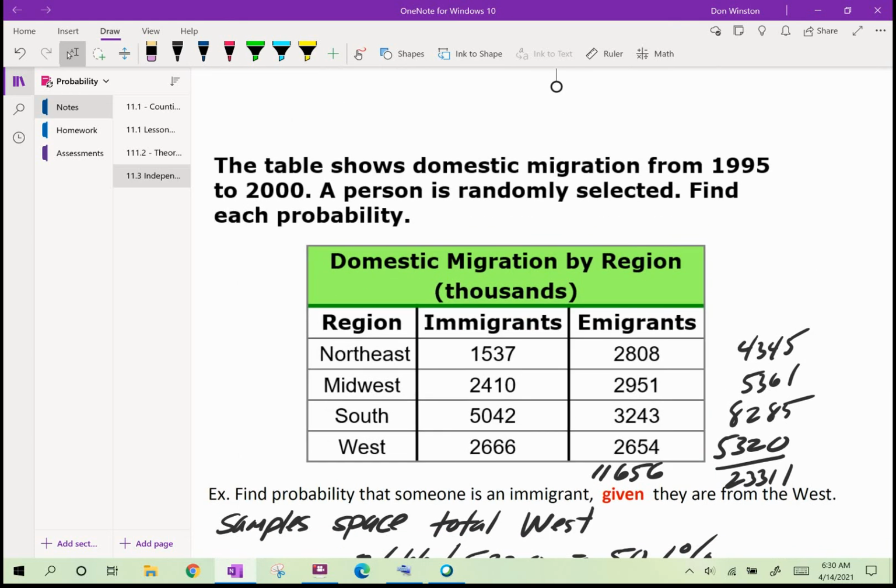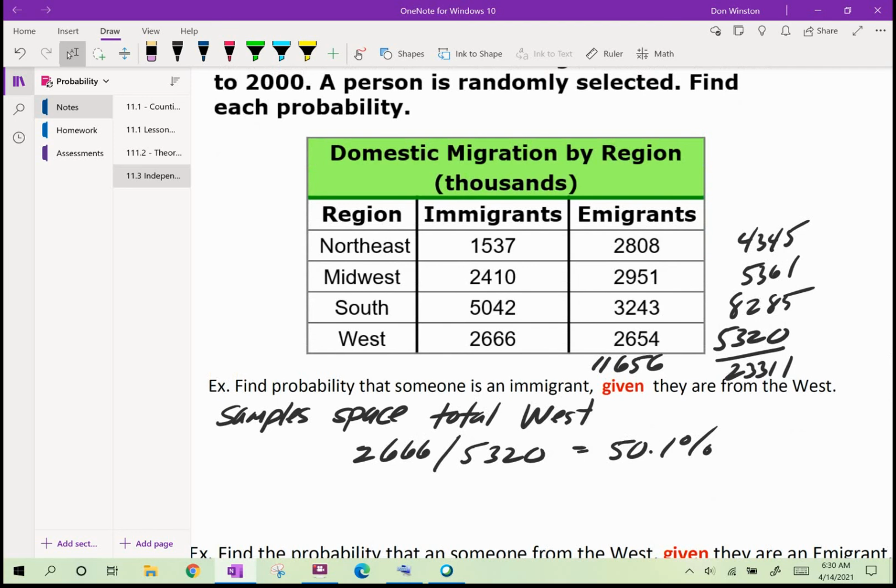So let's look at this in terms of a table format. The table shows domestic migration from 1995 to 2000. A person is randomly selected. Find each probability. Find the probability that someone is an immigrant given they are from the West. So the reduced sample space is those from the West. There are 5,320 folks who are from the West. How many of those were an immigrant? 2,666. So the probability that someone is an immigrant given they are from the West is 2,666 divided by 5,320, which is 50.1%.